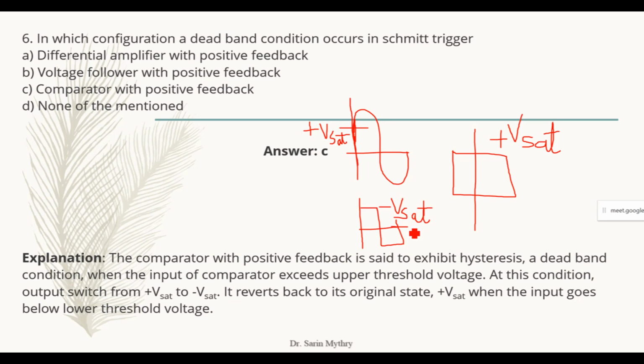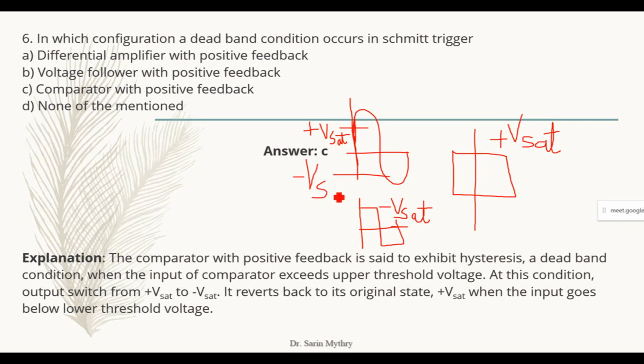Whenever the input crosses the upper threshold voltage, the dead band condition occurs. At this condition, the output switches from positive VSAT to negative VSAT. It reverts back to its original state only when the input goes below the lower threshold voltage. So it is related to both the upper threshold voltage and the lower threshold voltage. I have given you both thresholds, positive VSAT and minus VSAT.